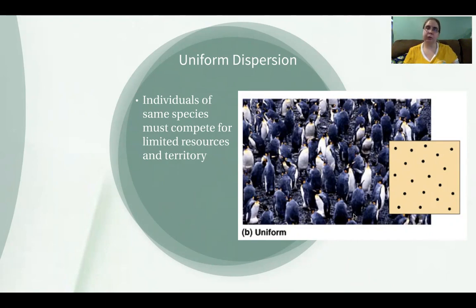Now, their food source is in the ocean. But what they're showing right here in this picture, notice how they're kind of evenly spread out around that area. And that's what we mean by uniform. They're just kind of trying to find their own spot of land, their own piece of the territory in order to claim as their own.